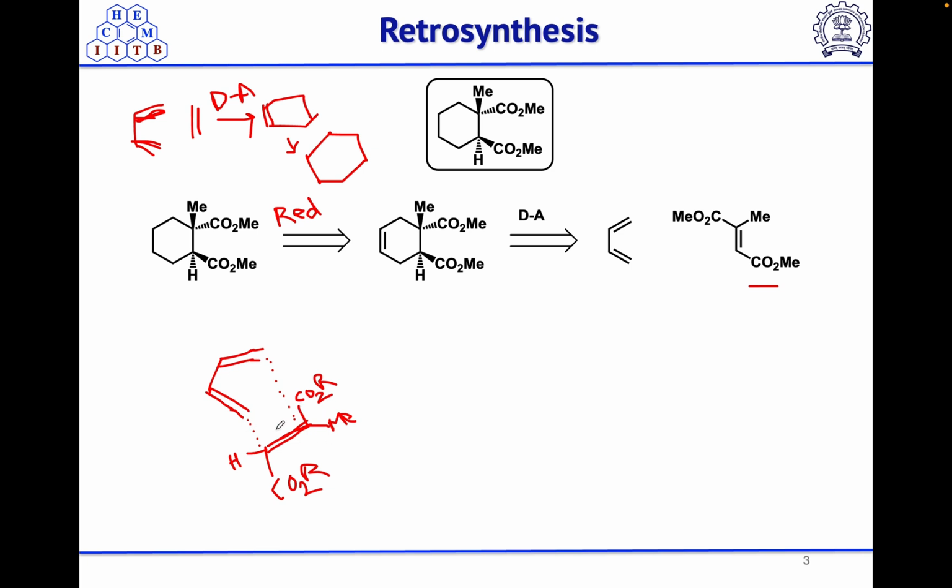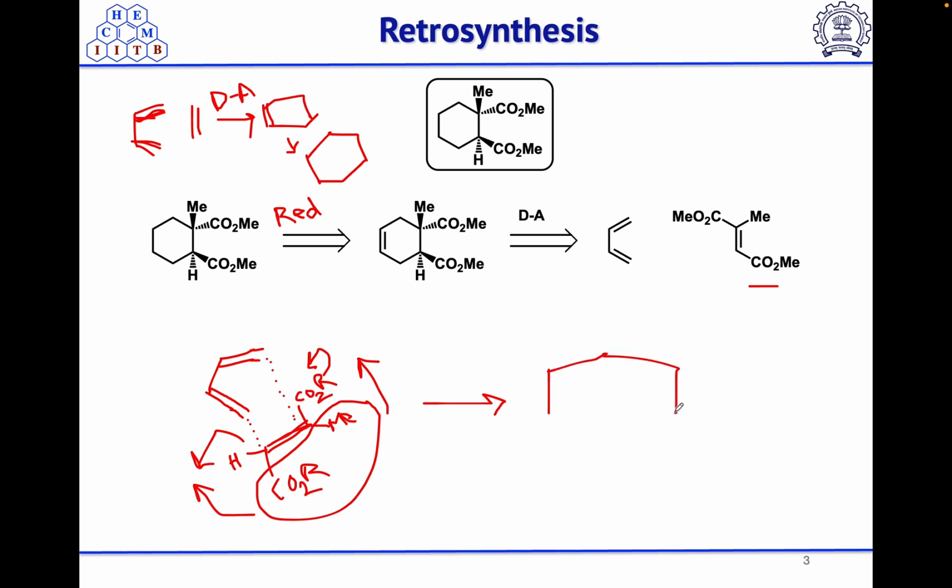After the Diels-Alder reaction, what will happen? These two groups will go up. This hydrogen will come down, and this ester also goes down. So the direction of this ester and this hydrogen will be towards down, and this ester and this methyl will be towards the top face. So with this bottom face approach, you can easily get this cyclohexene with the desired stereochemistry.